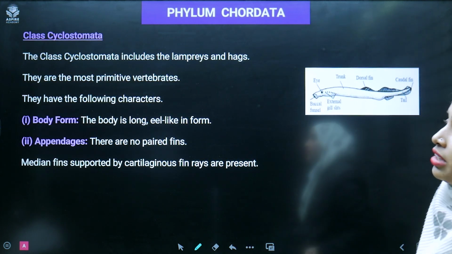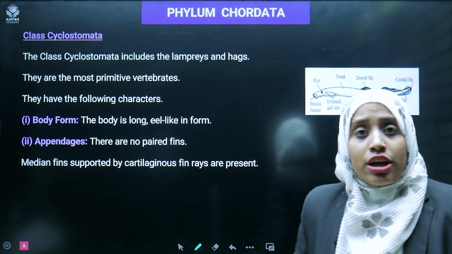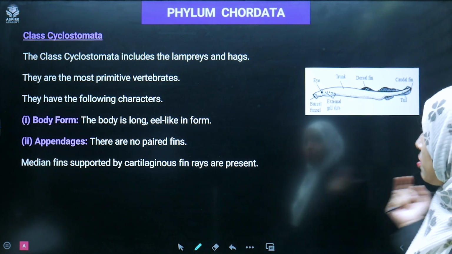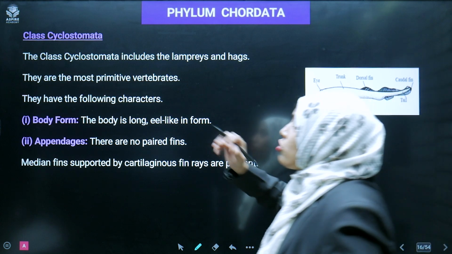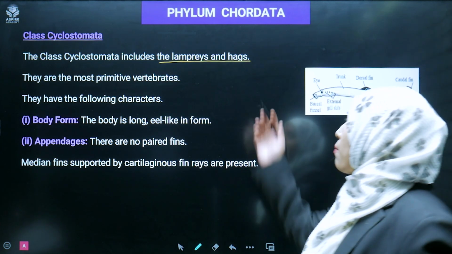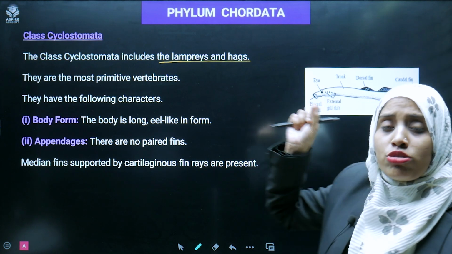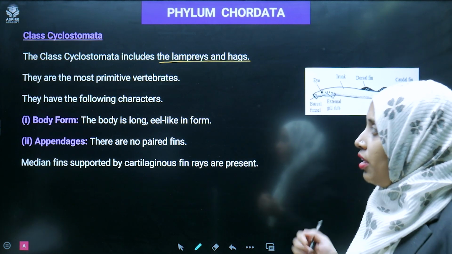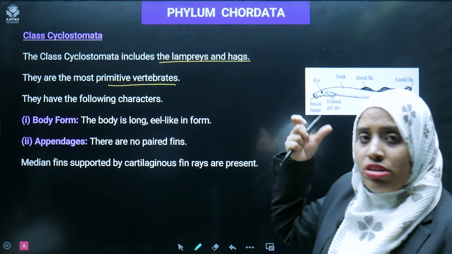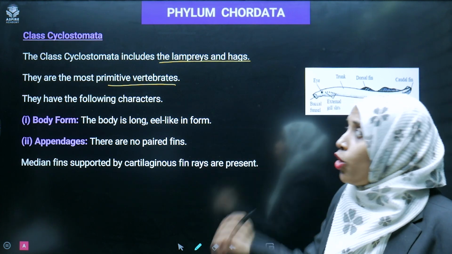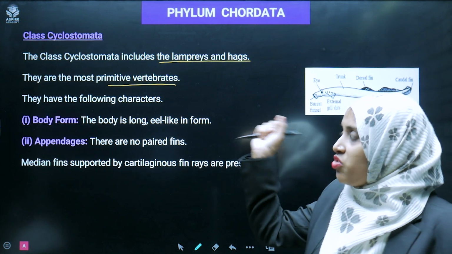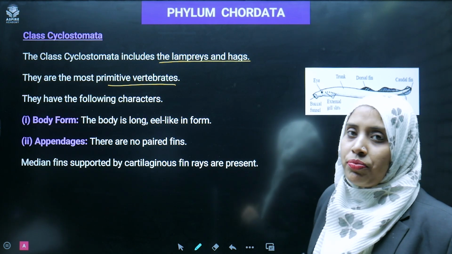Now, let's come to class Cyclostomata, which belongs to the Agnatha division. Class Cyclostomata includes lamprey and hagfish. Lamprey and hagfish belong to Cyclostomata. They are the most primitive vertebrates, because they belong to the subphylum Vertebrata, which has Agnatha and Gnathostomata. So they belong to this Vertebrata, but they are the most primitive one.